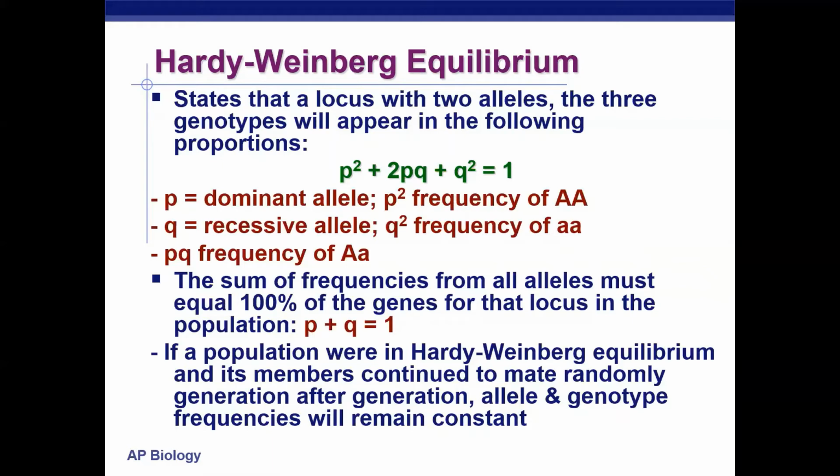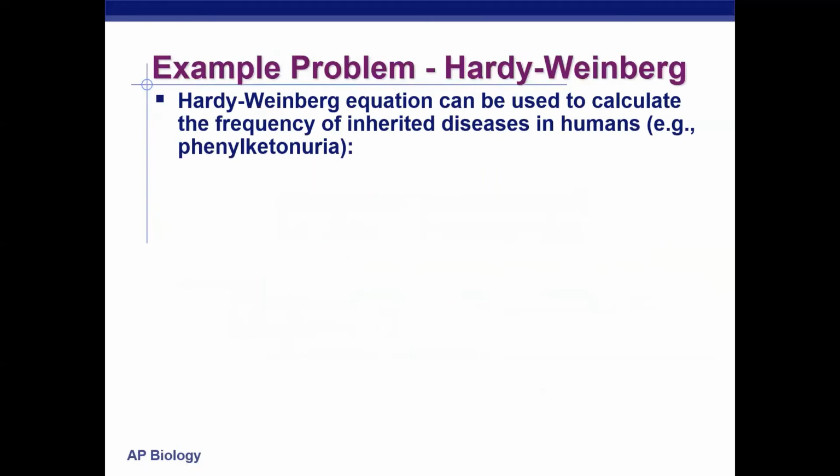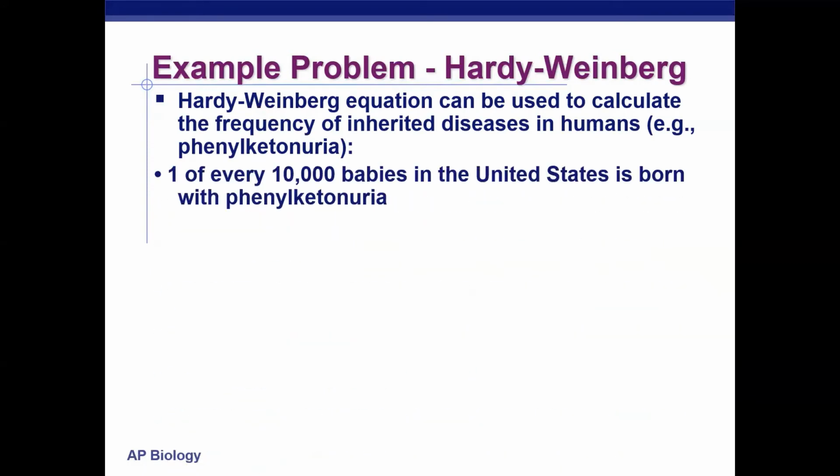Now, like I mentioned, we could use this equation to do some population genetics and actually figure out frequencies of certain possible disorders that we see in a population. So let's apply that on this next problem. Let's say we're studying this disease called phenylketonuria, or PKU for short. It's a disorder where we don't break down an amino acid called phenylalanine, and it could cause damage in the brain.